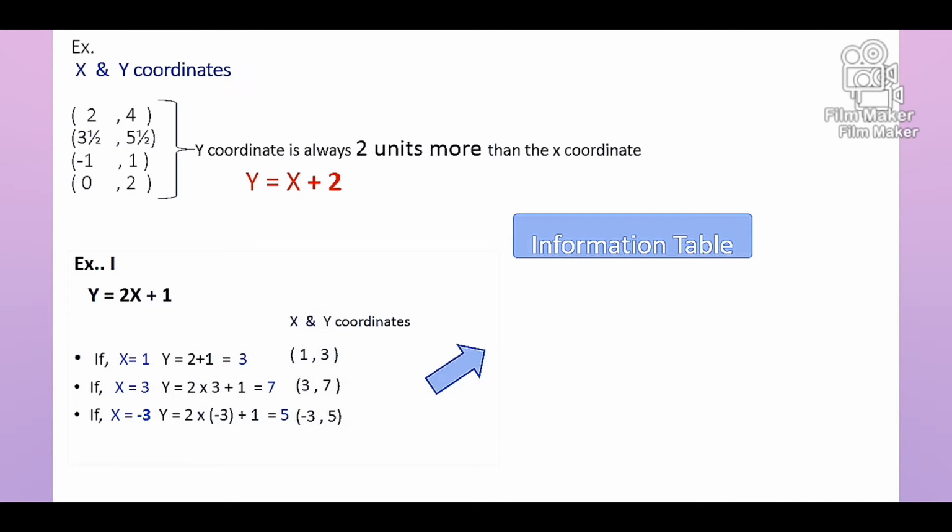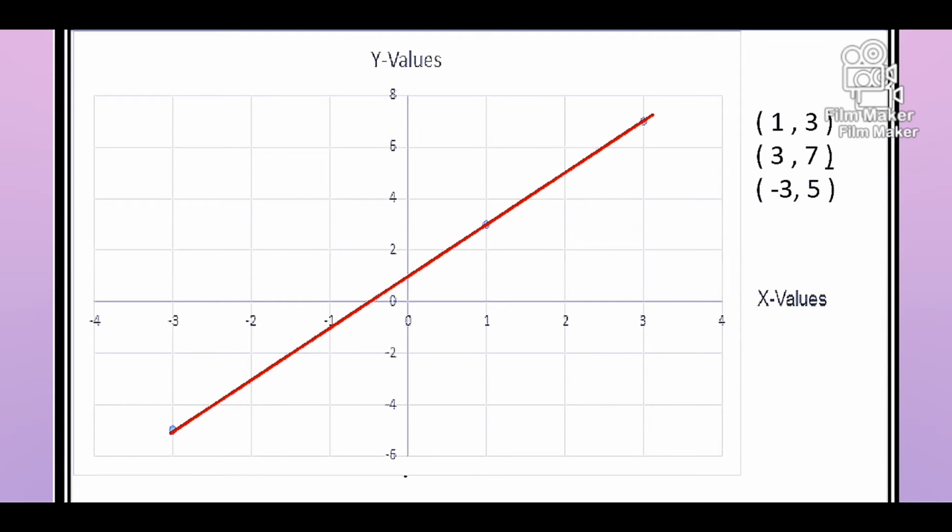What do we do now? We are taking this into our information table, and in the information table we can write the x and y coordinates separately. Alright, we'll draw the graph now. Okay, we have the coordinates beside it. We draw this graph line, and you can see it's a straight line which is slanted to the x-axis.